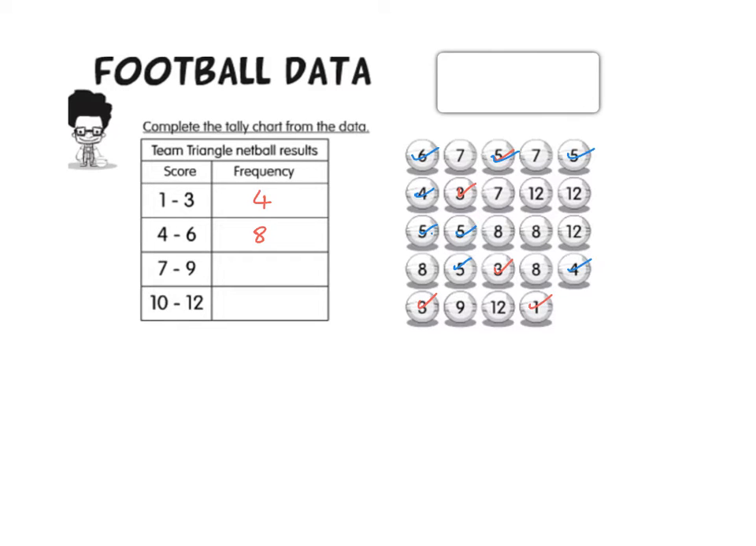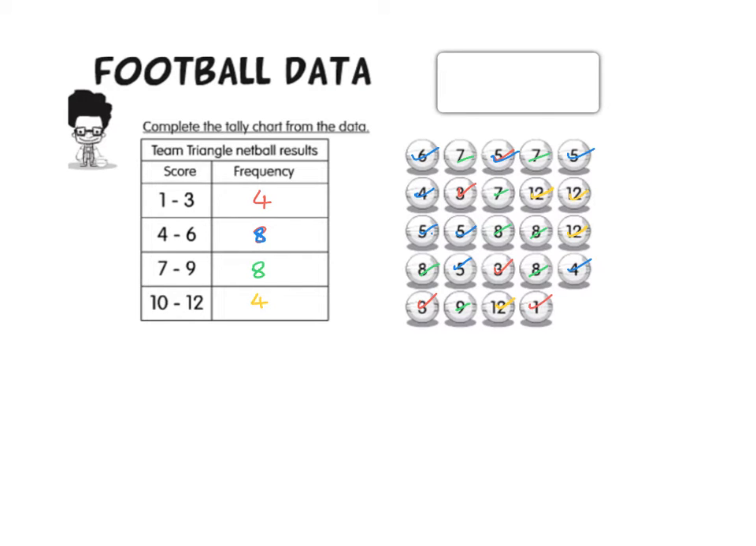And we'll do green for 7 to 9. 1, 2, 3, 4, 5, 6, 7 for that one, and 8. Let's put that in green, do that one in blue there just to make it look good. And then yellow is the 10 to 12. 1, 2, 3, 4. And that should be everybody taken care of.